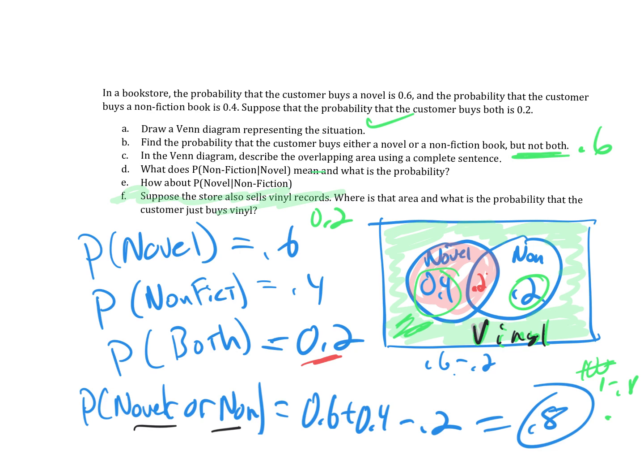In the Venn diagram, describe the overlapping area in a complete sentence. Well, that's the 0.2, and that's where they buy both novel and nonfiction.